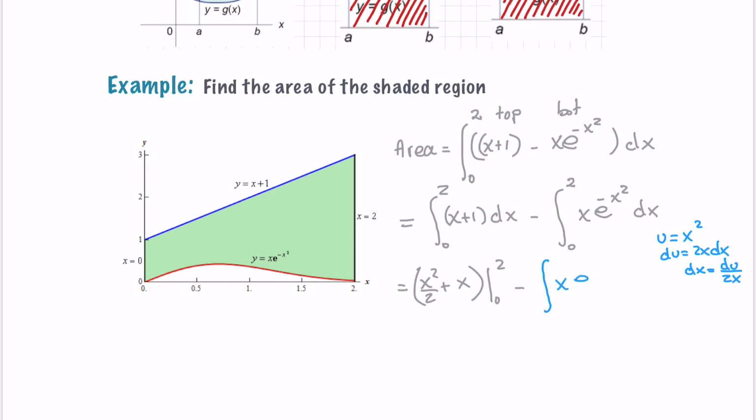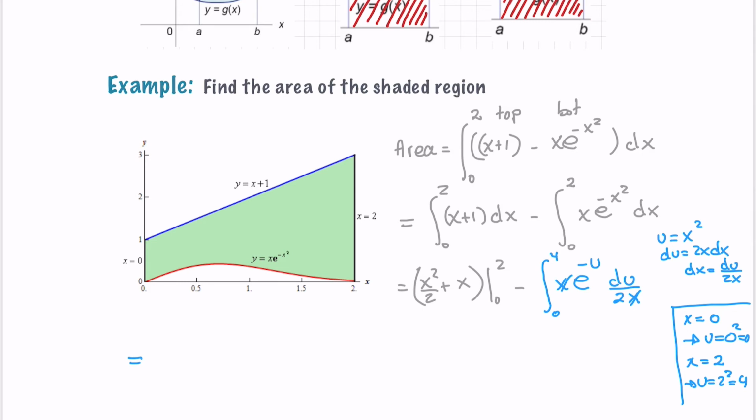Okay, so I'm going to keep the blue so you see where I'm using the u substitution. That would be x e to the negative u, and then dx is du over 2x. Okay, the x is cancelled out. The only thing left to do here is find the limits of integration due to the change. For x equals 0, u is 0 squared, which is just 0. So the lower limit is 0. And for the upper limit, x equals 2, then u equals 2 squared, which is 4. So the upper limit is 4. Okay? And let's do the evaluation at the end.